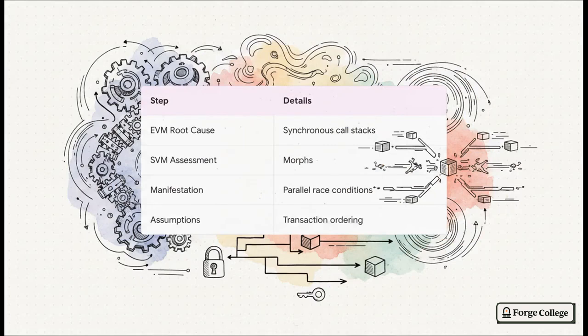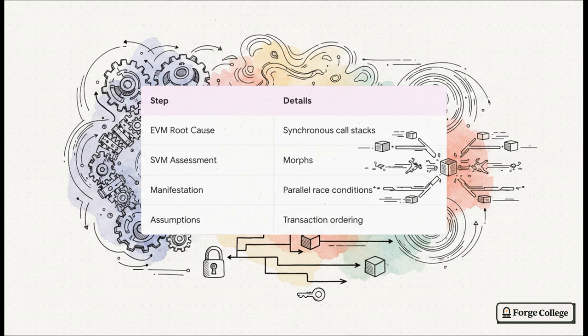The EVM root cause is that synchronous call stack. Our SVM assessment, it morphs. Traditional stack-based reentrancy is highly unlikely on Solana, mostly thanks to explicit account access lists. However, look at the SVM manifestation. It mutates into logical race conditions. If multiple transactions or cross-program invocations, CPIs, access the exact same accounts without appropriate write locking, an attacker can exploit that timing to cause inconsistent state transitions.